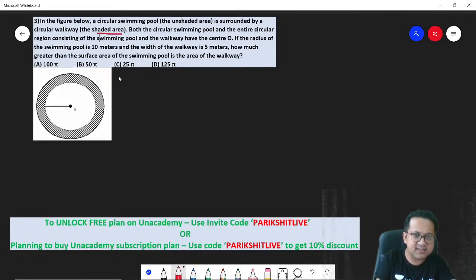So I hope you understand the portion. This is the walkway. And the unshaded area, they say, is the swimming pool. Okay.